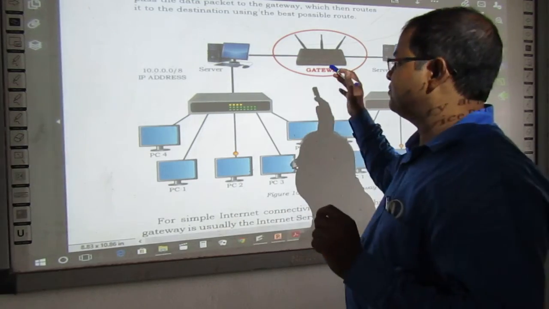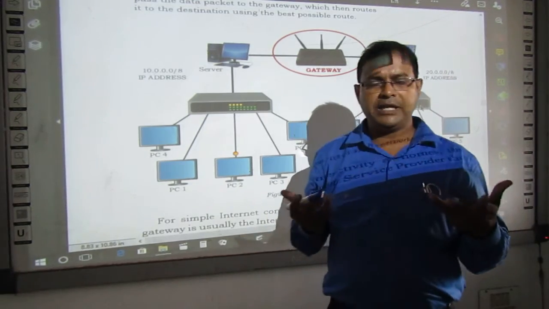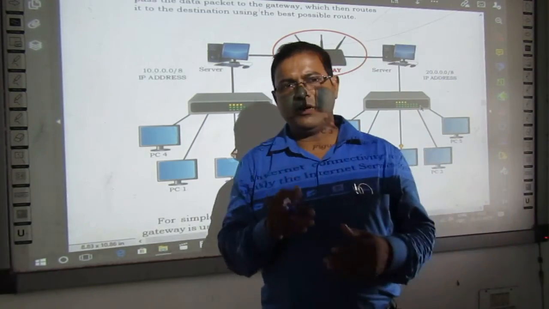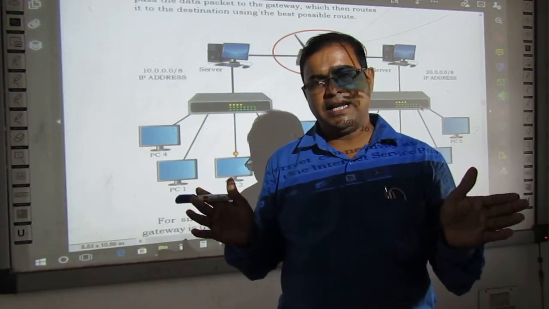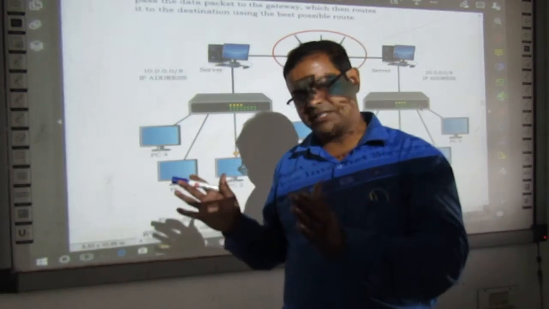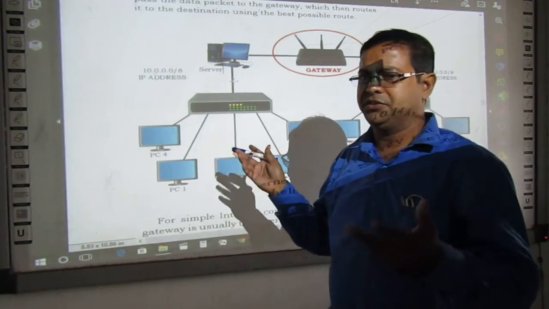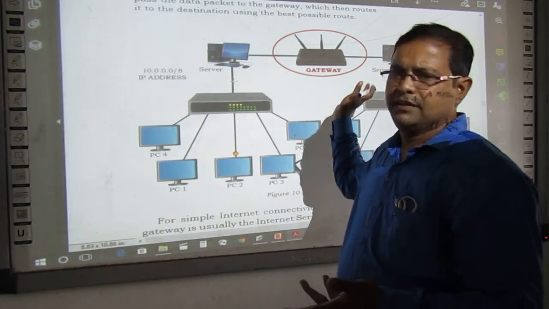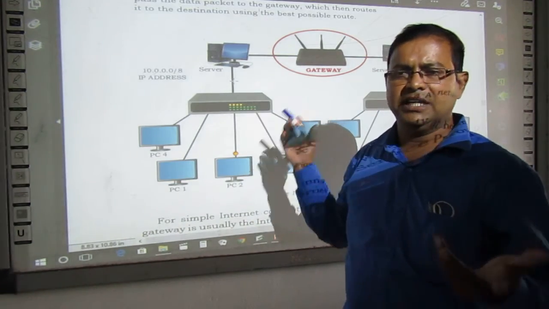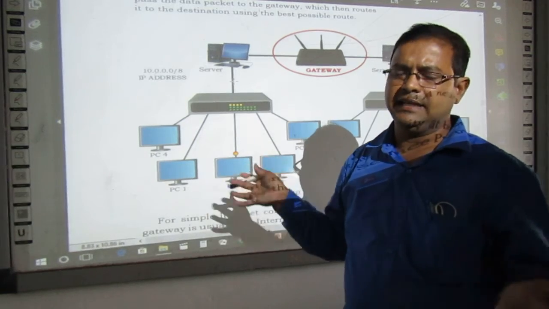So what is the use of a gateway? A gateway remembers all the internet URLs and also the internal path of the resource, and it can communicate with different servers, different computers, different LANs, different MANs, and so on.